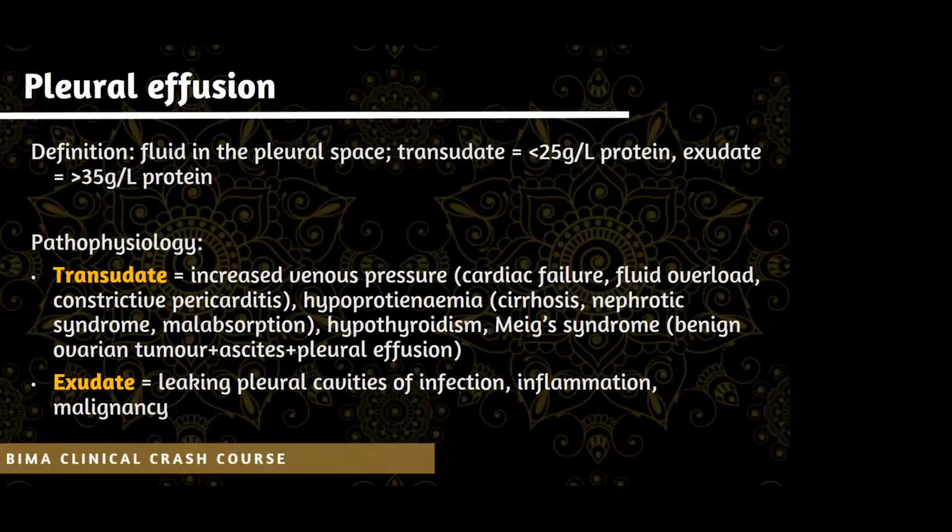You can then class them as transudates or exudates. Our person had an exudate. A transudate is essentially due to either increased venous pressure, such as cardiac failure, fluid overload, or constrictive pericarditis, or low protein states, such as nephrotic syndrome, malabsorption, or hypothyroidism, and also Meigs syndrome, which is essentially where you get an ovarian tumor and ascites.